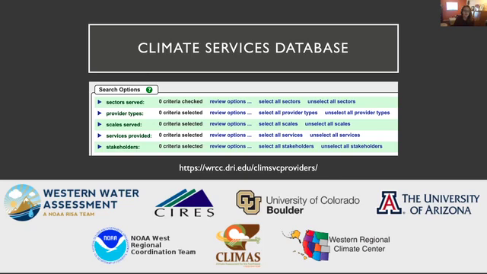So the user can search by state, sector, timescale, types of service provided, and other parameters to figure out which provider they should contact for help. So this would be a good first place to go when you're starting out looking for help.